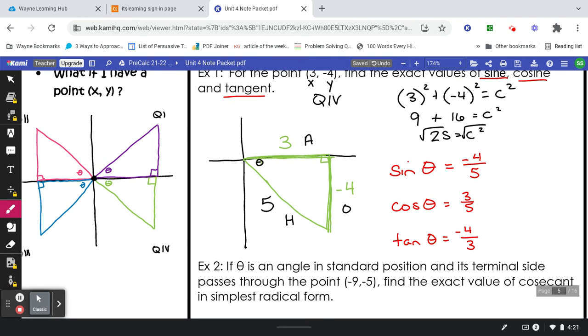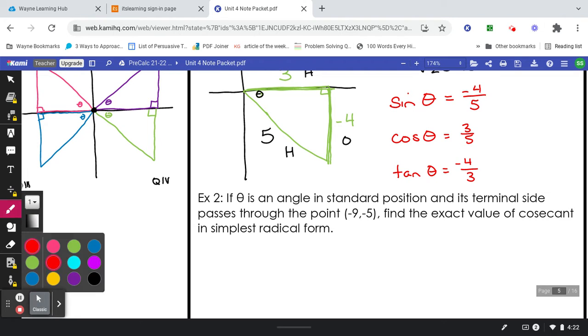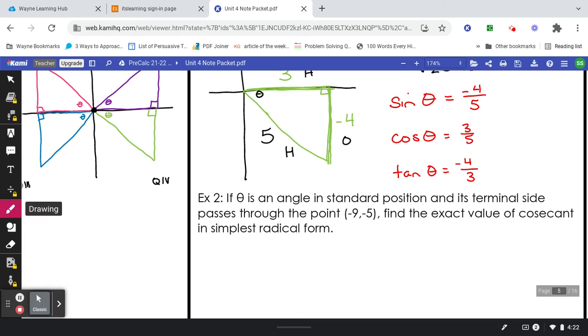All right, let's look at example number 2. Example number 2 is the same type of problem, but the directions are a little bit more lengthy. This is how they write the directions in Delta Math. So I want to make sure you had a solid example of that. If theta is an angle in standard position and its terminal side passes through the point -9, -5, that just means you're going to put it on a quadrant. So let's look at the point -9, -5. Let's see which quadrant that would land in if we graphed it.